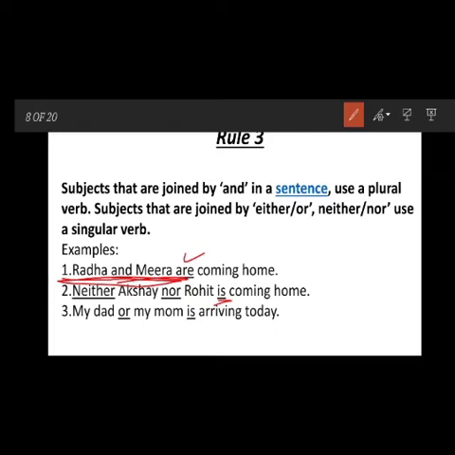And my dad or my mom is arriving today. My dad or my mom means, of both of them, only one is an option. Only one is arriving today. So it means there is only one. That's why we are using a singular verb.